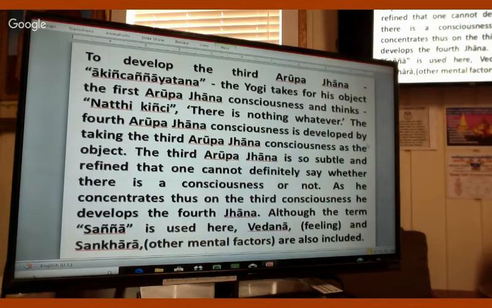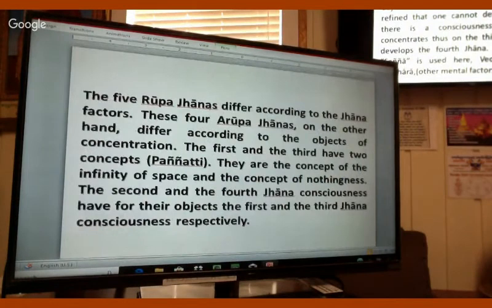So here, in that Arupa Jhana, Sanya is very subtle. It's strong, but subtle. That's why for this Arupa Jhana we call it Nevasanyanasanya. The image object is that Arupa Jhana consciousness.